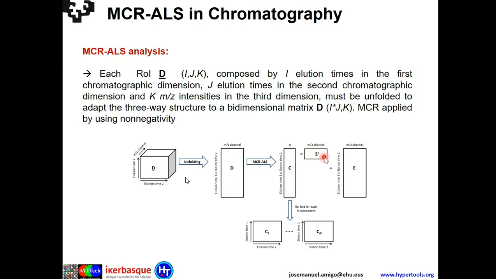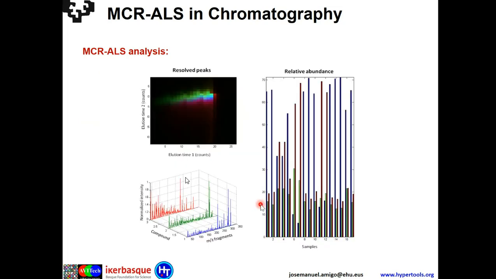And the only difference with normal, let's say, classical GC-MS or GC-FID is that now each concentration profile here can be refolded into the two elution times. Okay, so applying MCR here, what we will obtain is a set of pure spectra and a set of relative concentration surfaces. Okay, so just a couple of examples of what we obtained here in this area.